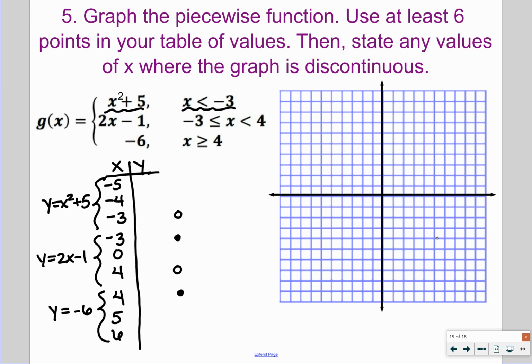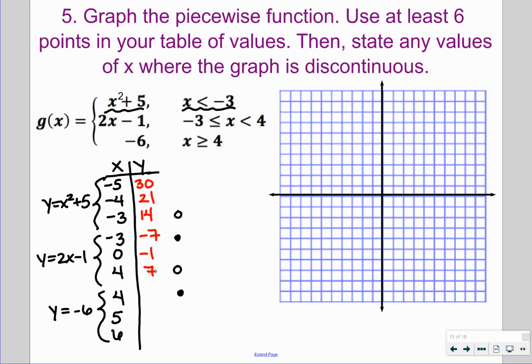-5. -5 squared is 25 plus 5 gives me 30. -4 squared is 16 plus 5, 21. -3 squared plus 5 gives me 14. Okay. -3 into my linear equation. 2 times -3 is -6. Minus 1 is -7. If I plug in 0, I get -1. And if I plug in 4, I get 7.